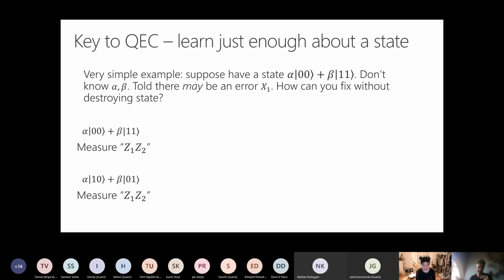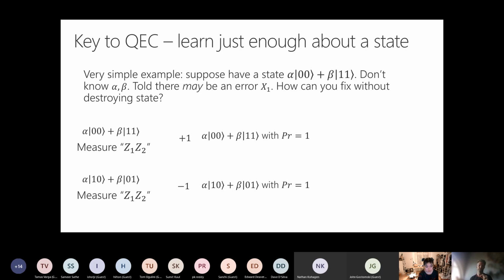There are two cases. Of course, we don't know which one of these cases has happened, but one of the cases is that nothing has happened at all, and then of course we're in the same state as we started with, alpha 0, 0 plus beta 1, 1. And if we measure the parity in this case, we get the outcome plus 1. And that, of course, occurs with certainty.